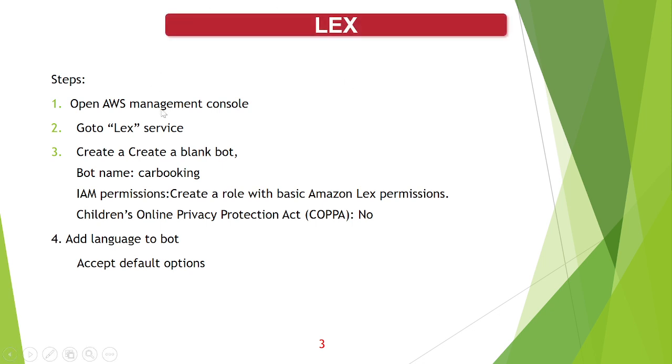First, you open the AWS Management Console and take the Lex service, where you can create a new blank bot with a name. You can take any name as an example. I am taking car booking as an example. So the bot name is car booking. Keep the default IAM role permissions. Then COPPA is no. Then for add language to the bot, you can accept the default options.